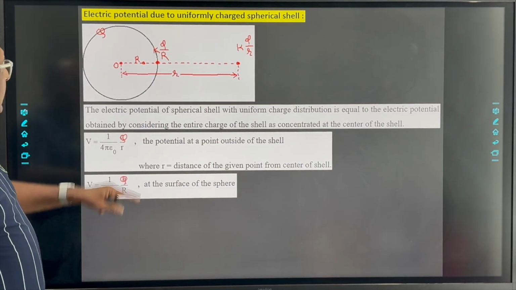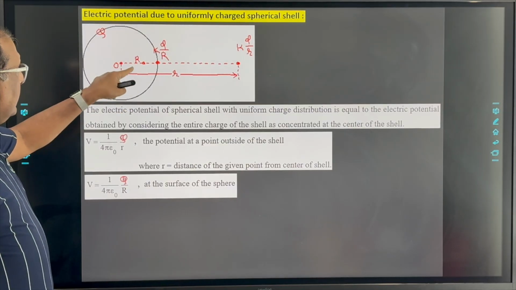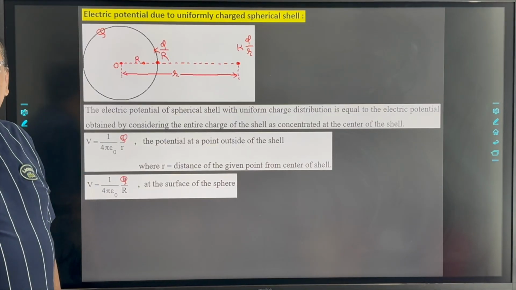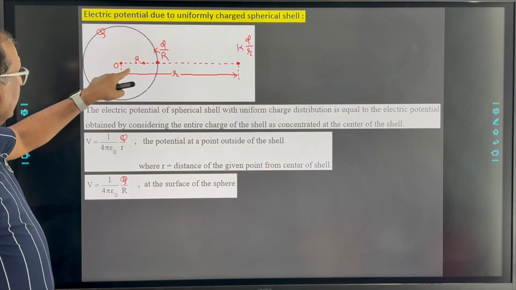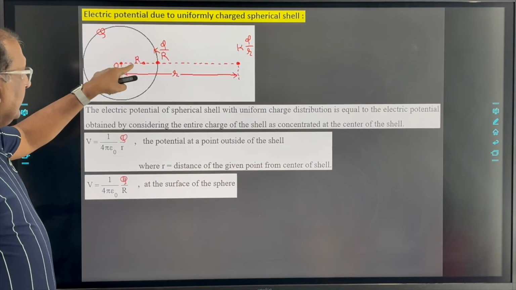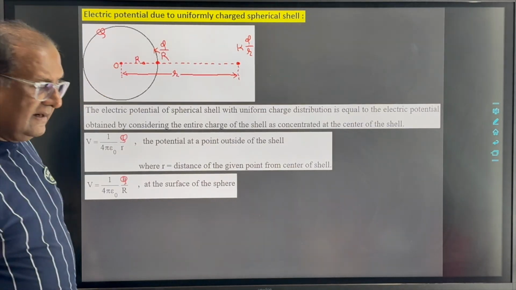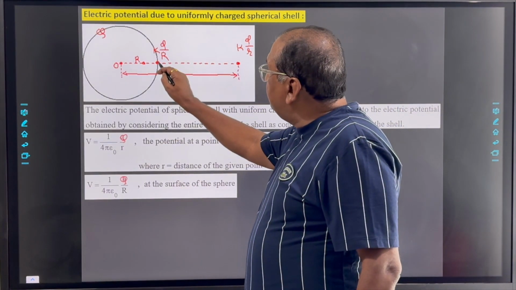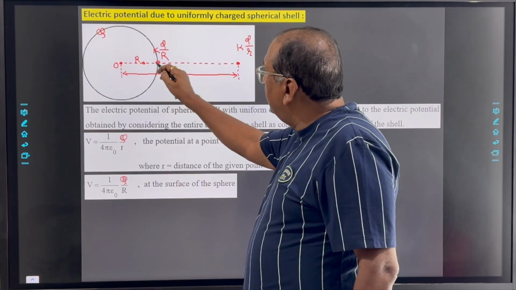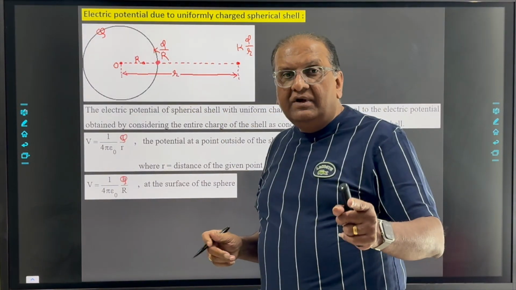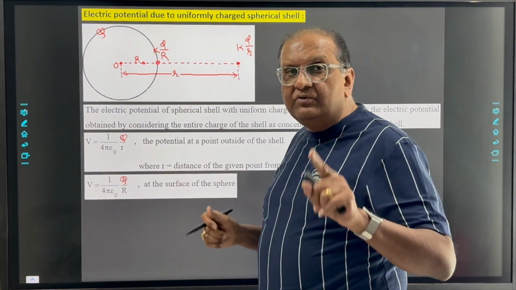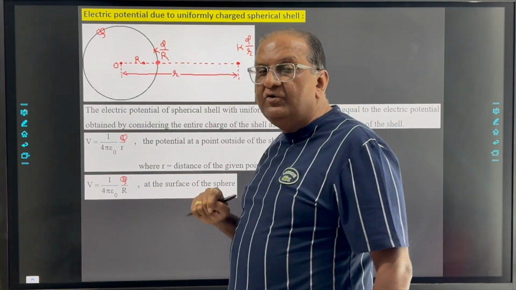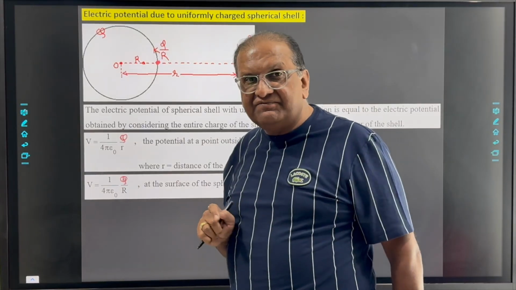Clear? Okay. Now if we want the potential at any point inside the spherical cell, meaning this distance r, suppose we take r less than capital R. Up to this one, we have the work done to bring the unit positive charge from infinity to this point, that is Q by R, because that is the potential at the surface.